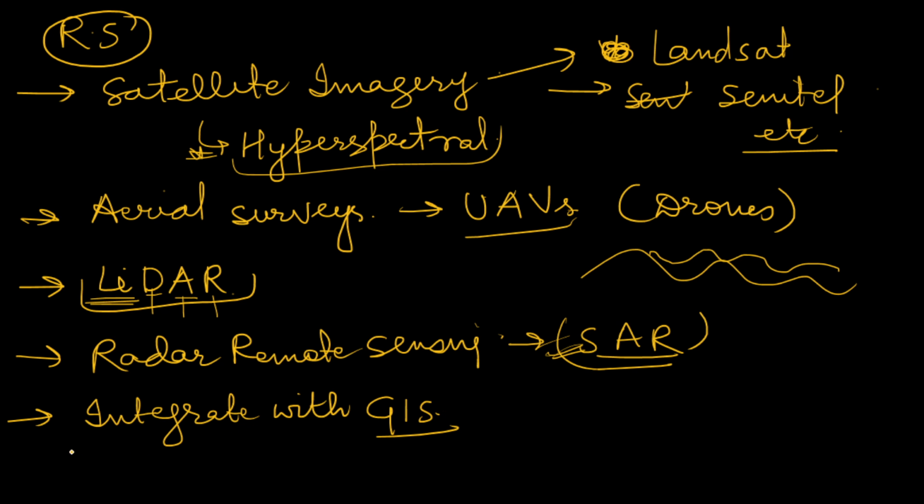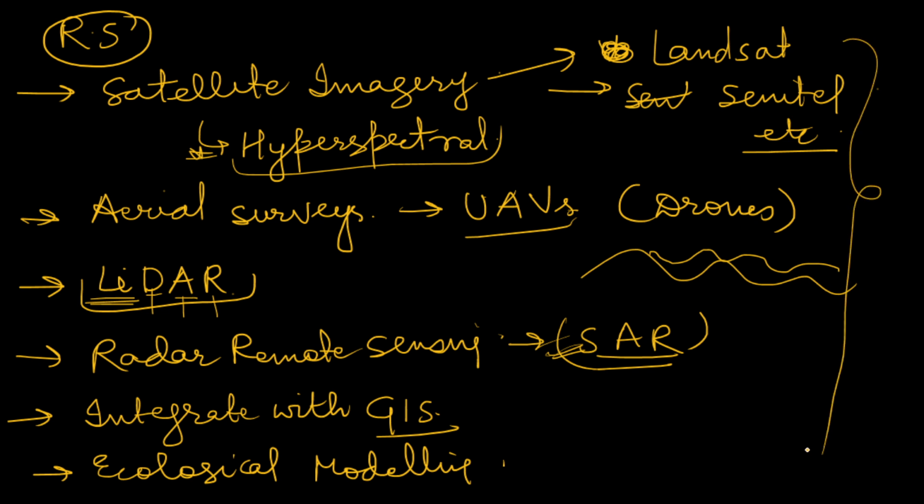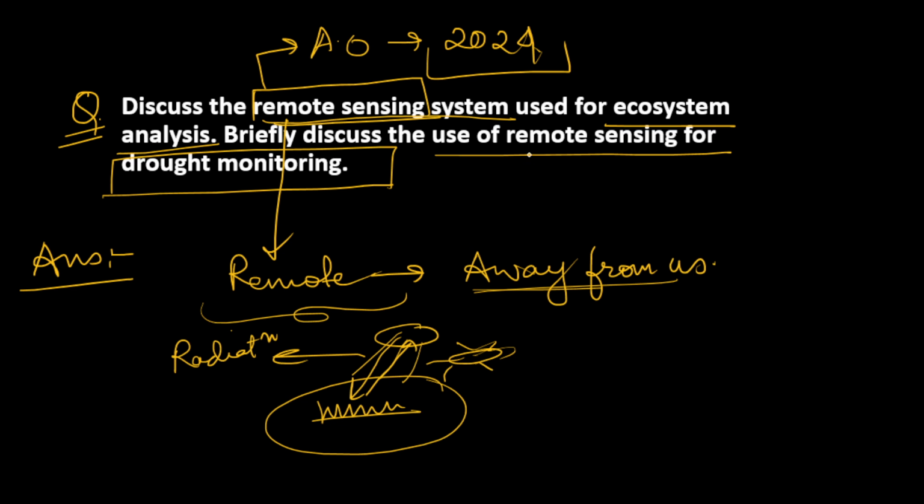We can do ecological modeling. So these are the various types of remote sensing and various things we can do from them. I hope you understand this. This is how you can approach the first part of the question. You can write applications in ecosystem analysis. You can write about these remote sensing systems and how they are used in ecosystem analysis, and that will be enough.